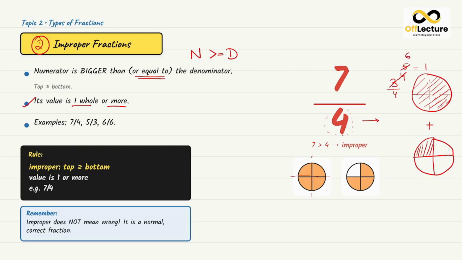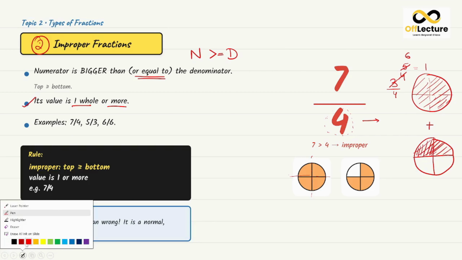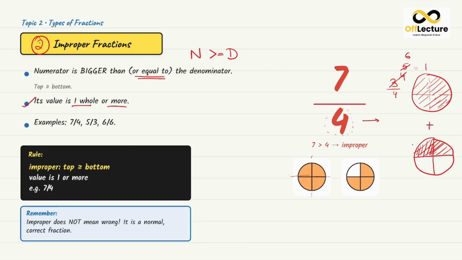If we move to 6 by 4, it means we have 2 extra pieces. And if we move till 7 by 4, it means we have 3 extra pieces. That's why the value of an improper fraction can be 1 whole or more.